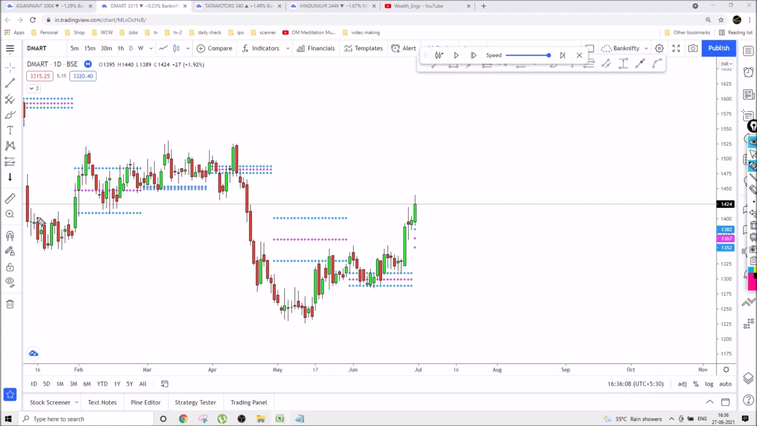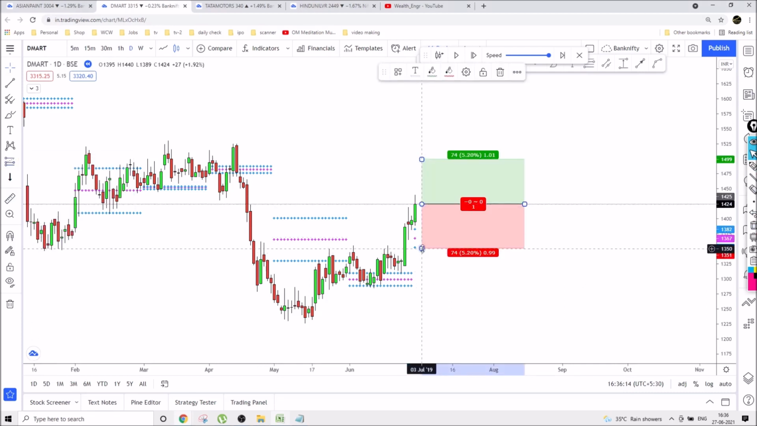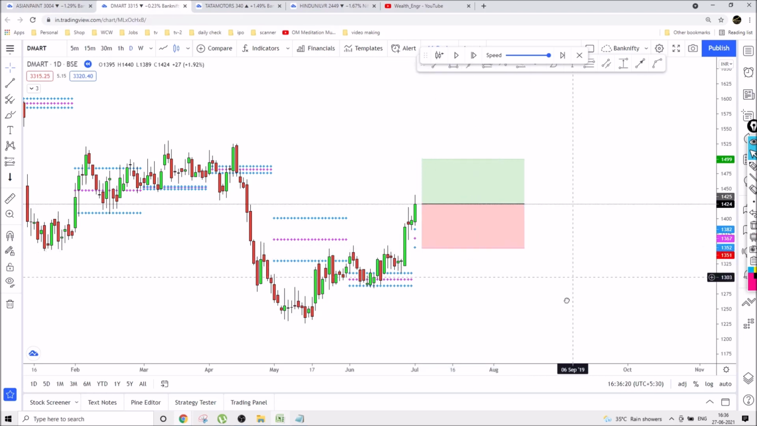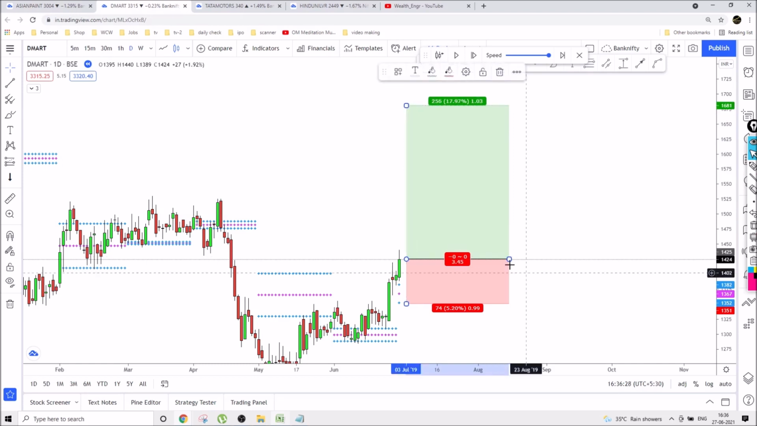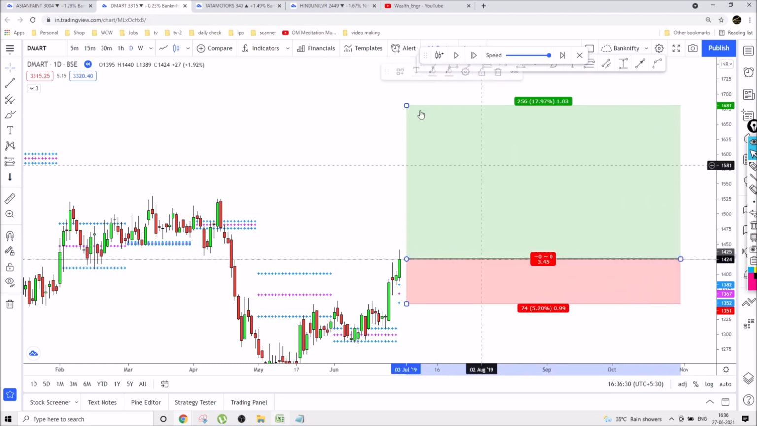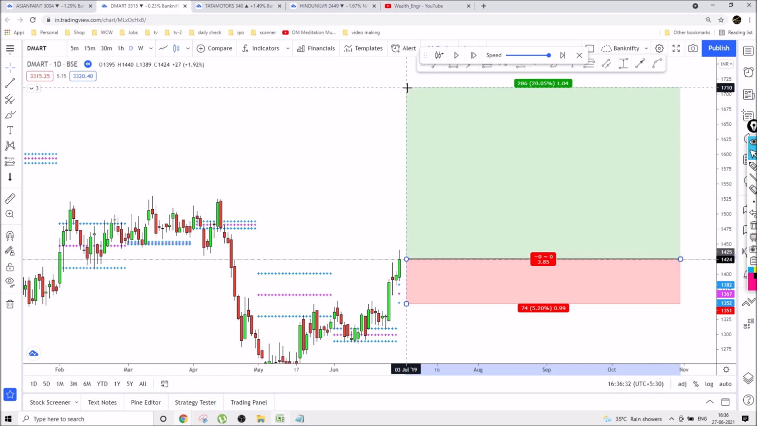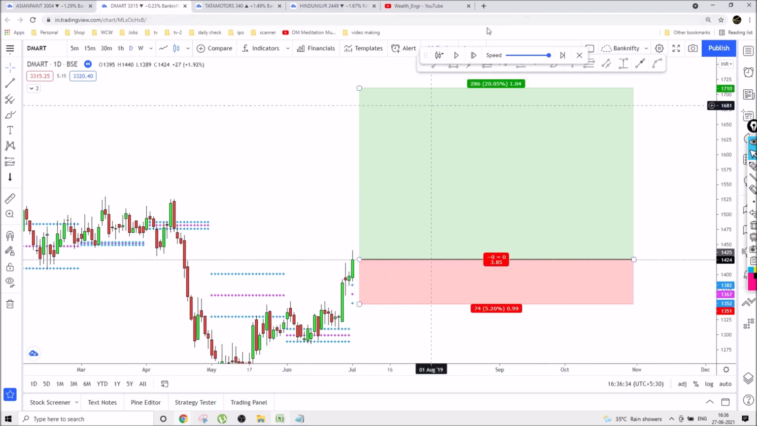Okay, now what is your risk? Let me keep this long position, and then the stop loss is here. So the stop loss is 5.2 percent, that is 74 rupees is our stop loss. So we can expect at least some 20 percent gain. Yeah, 20% gain. Let's see what happens.